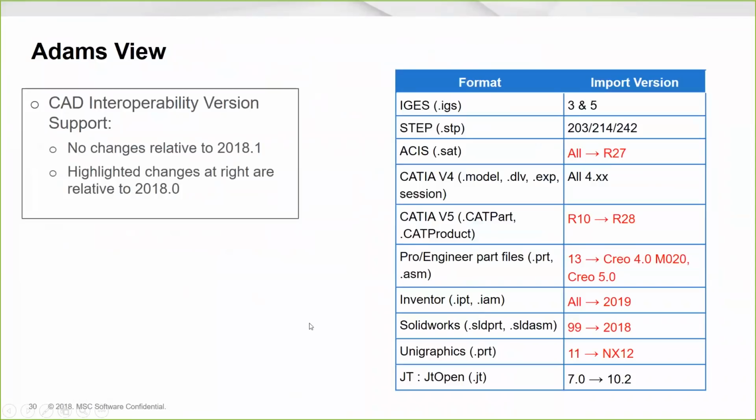Also in Adams View, there is CAD interoperability support, version support information here. No changes relative to the 2018.1 release. If you didn't jump right on the 2018.1 release, though, what's highlighted in red here shows the version support updates with respect to 2018.0.